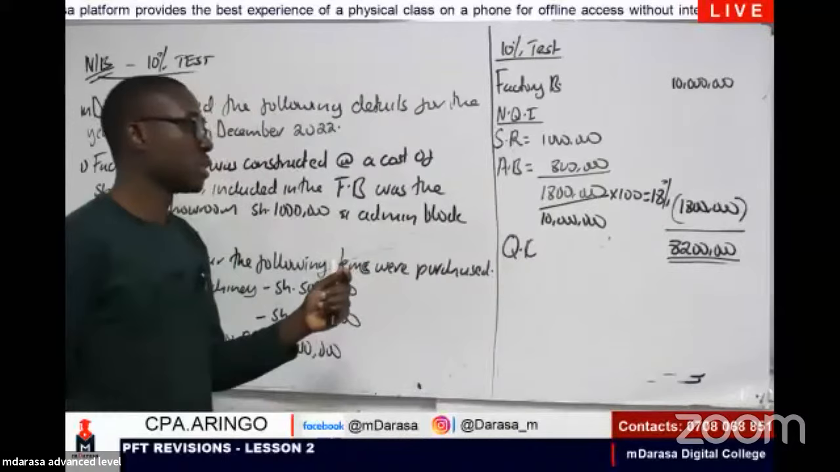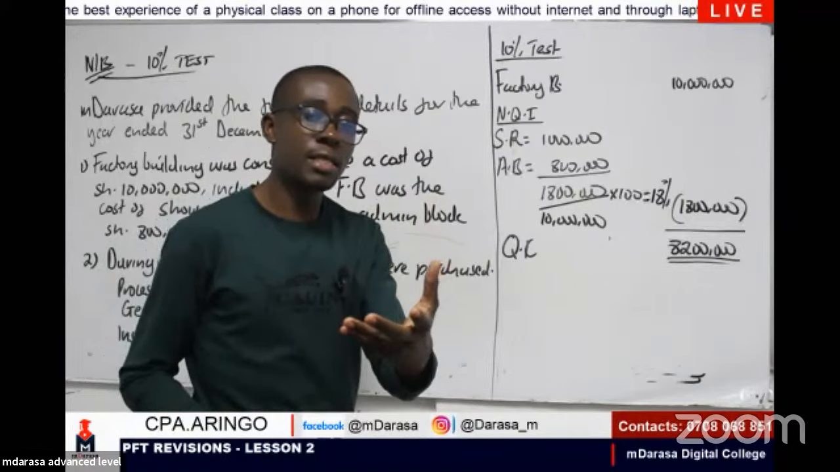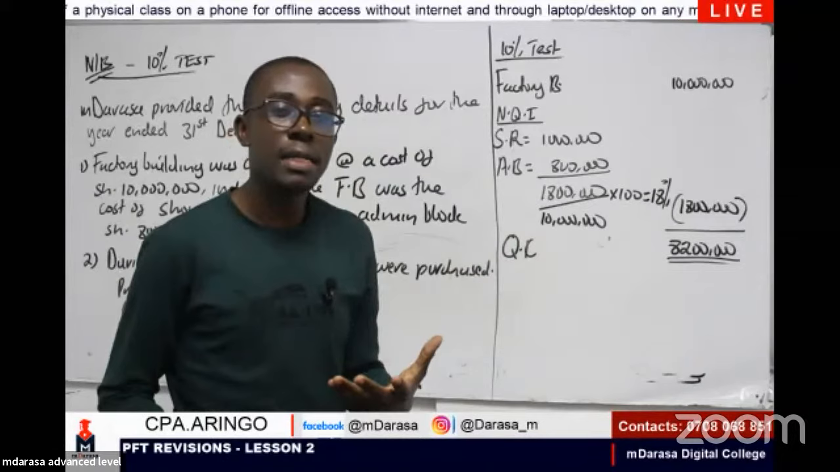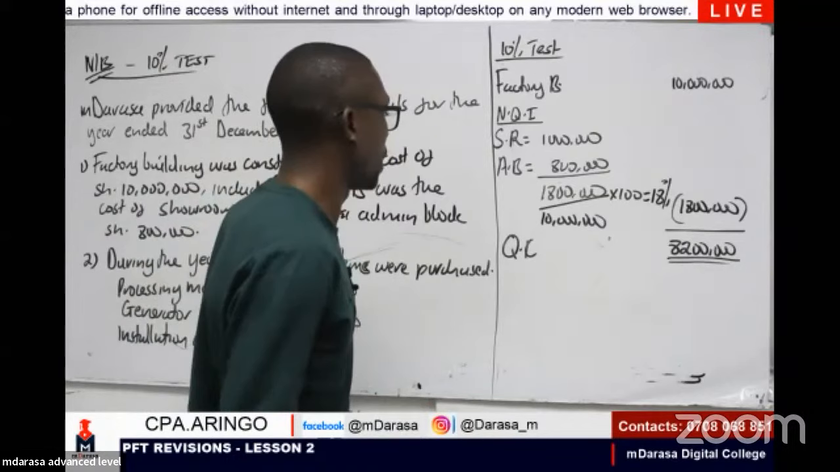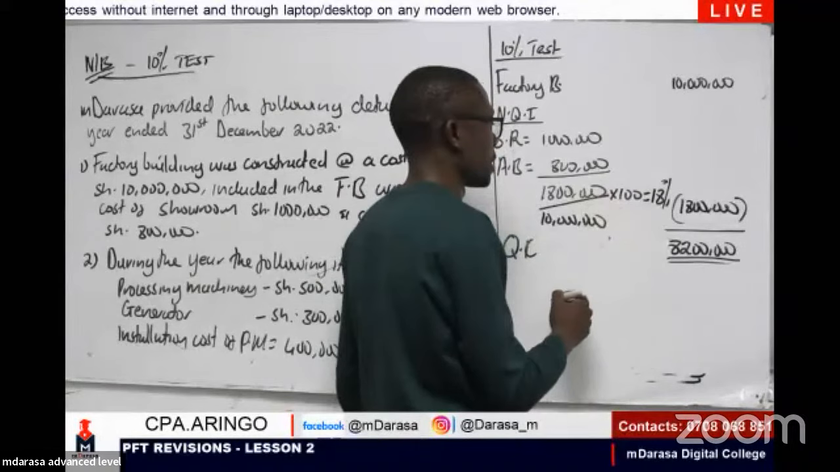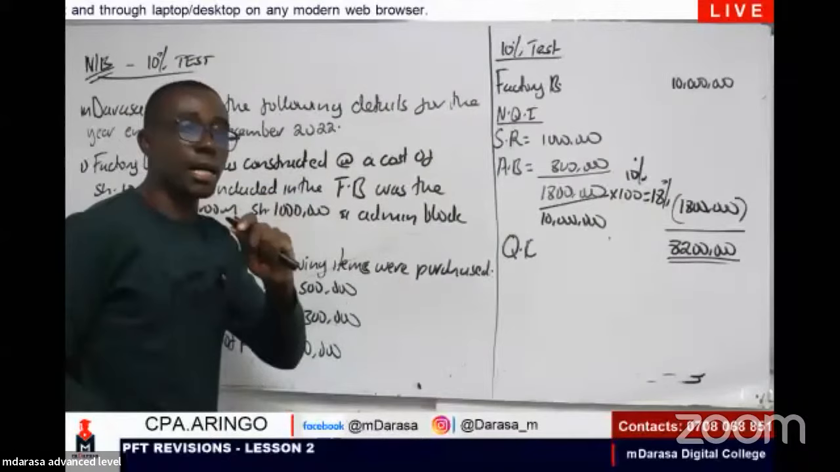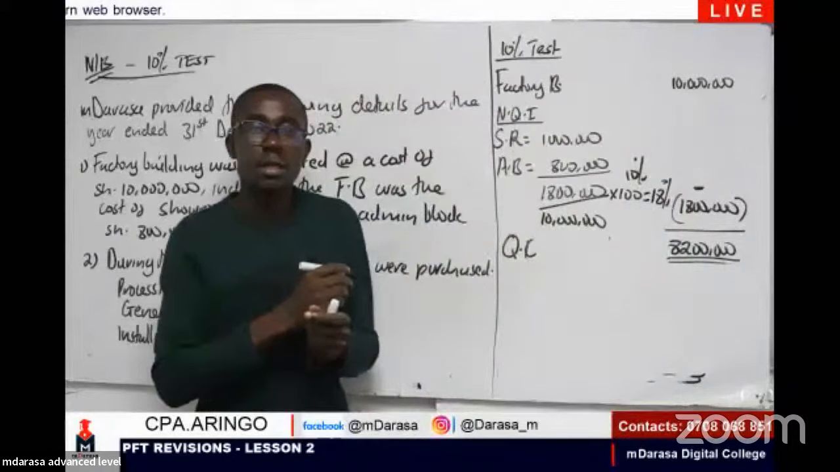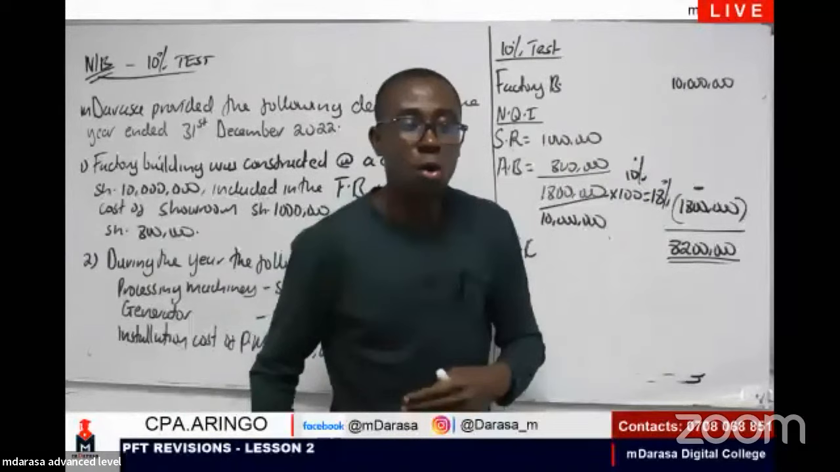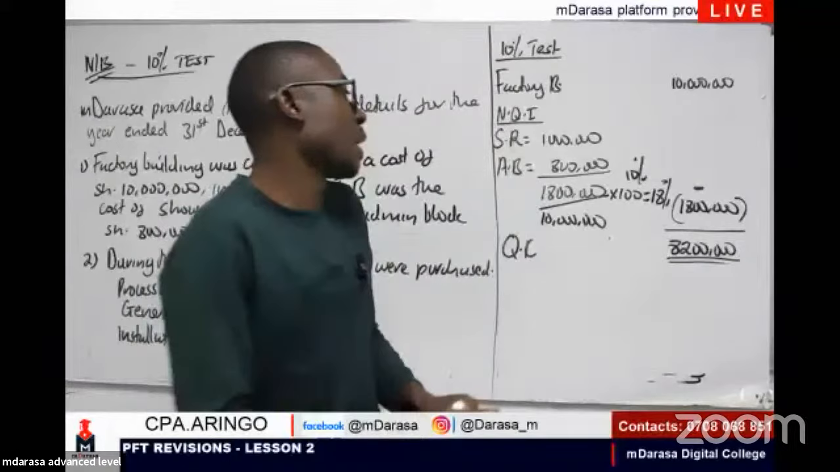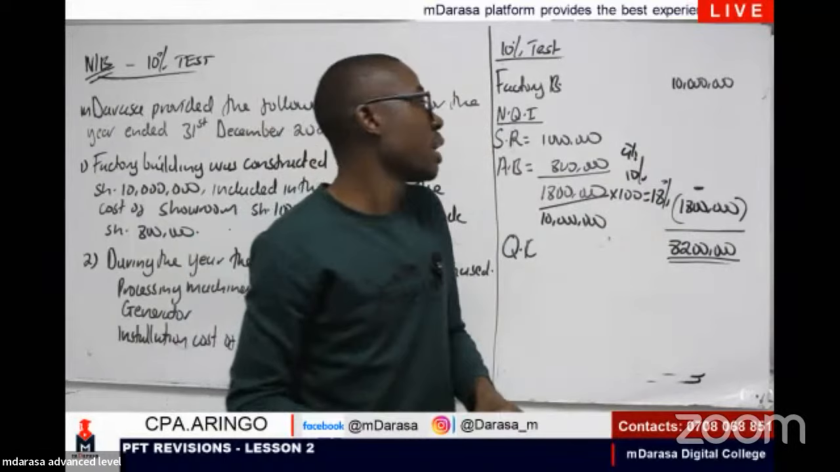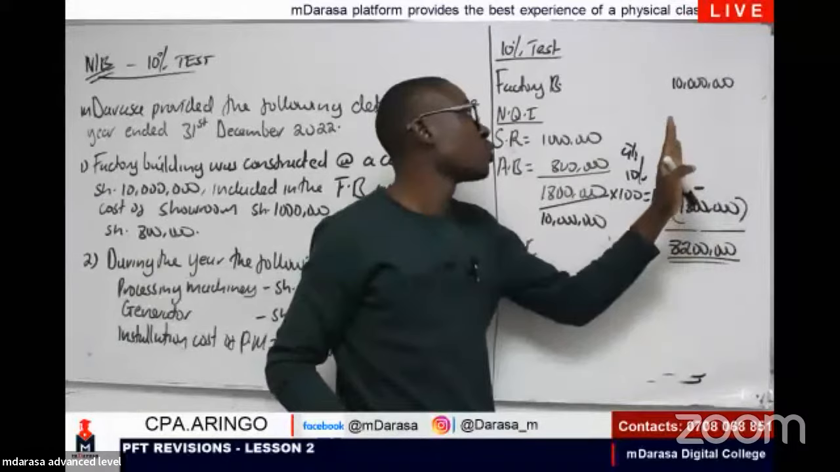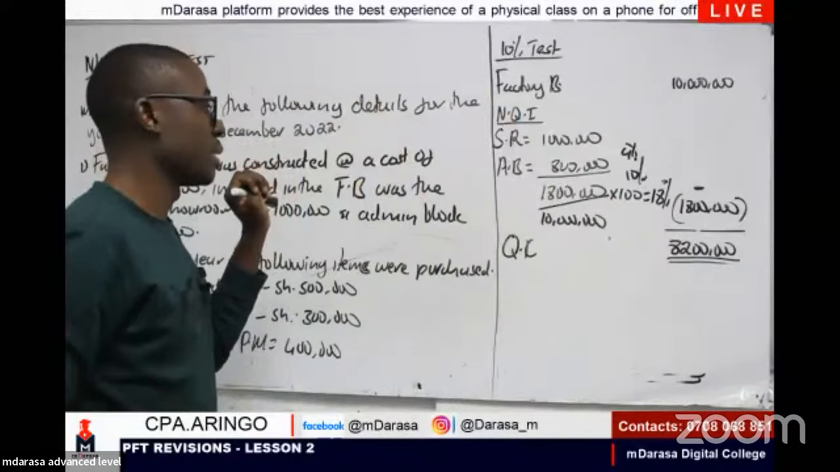Then the question would be, what if this cost of ours were exactly 10%? If it was exactly 10%, the building would qualify for ID, and by virtue of that qualification, we couldn't have deducted anything. The qualifying cost of this factory building would have remained 10 million. Or if this cost was 9%, which is less than 10%, I couldn't have deducted that cost either; we would remain with the original 10 million. So that is the concept of 10%.